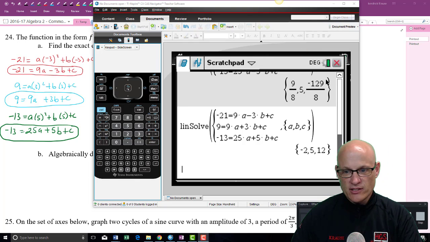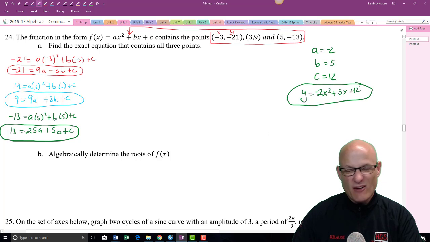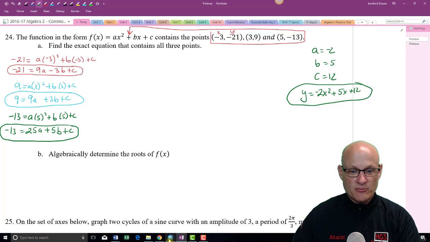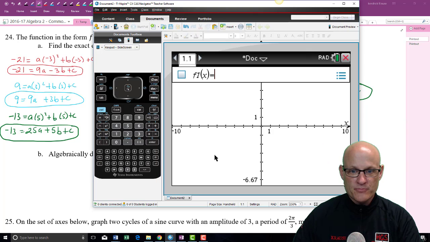Negative 2, 5, and 12. So A equals negative 2, B equals 5, C equals 12, and what we think is our answer is negative 2x squared plus 5x plus 12. Now I said I have a foolproof way of knowing if that's 100% correct, and that comes just from quickly graphing it. So we'll go into our graphing calculator, graph this thing.